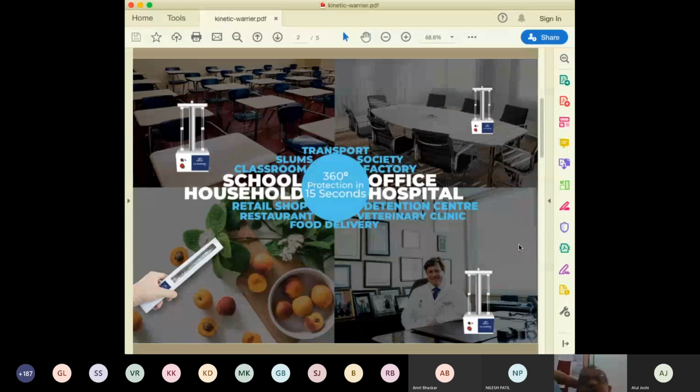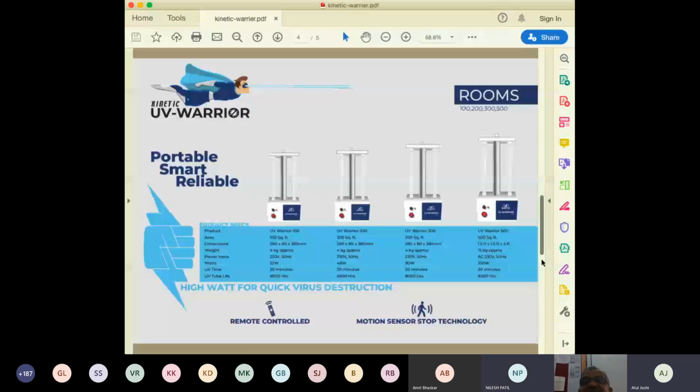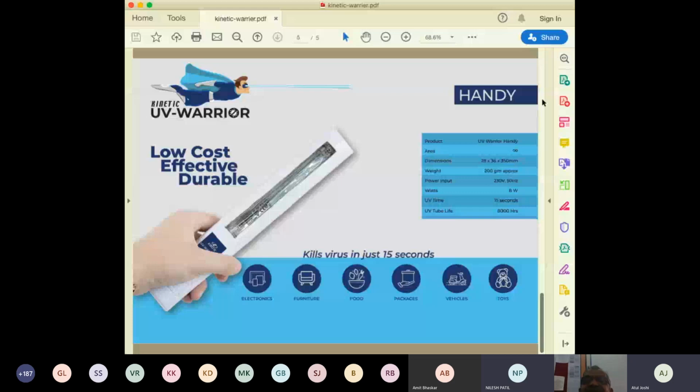Okay, thank you, sir. Kindly share this figure in your presentation. Sure, I'll send it to Nilesh. It says it kills the virus in 15 seconds. We have not tested it, by the way, but it's just getting promoted in the last 3 to 4 days. Okay, thank you very much, sir.